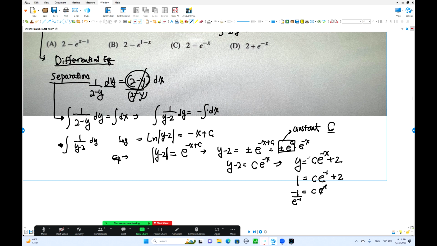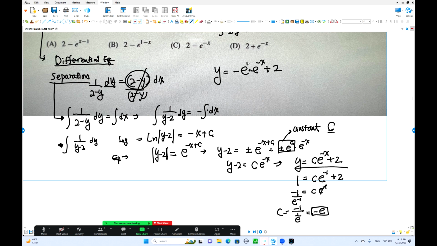What is e to the negative 1? Negative 1 over e to the negative 1, that's 1 over e, isn't it? That is exactly the reciprocal. So c equals negative e. Now that's the solution: for this number, c equals negative e. So y equals negative e times e to the negative x, plus 2 is the answer.